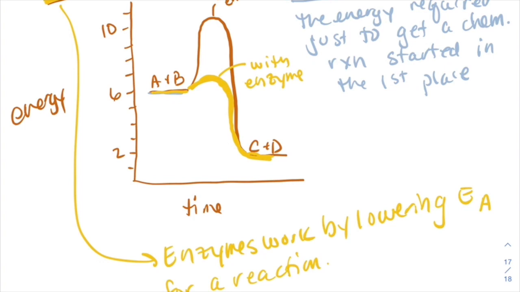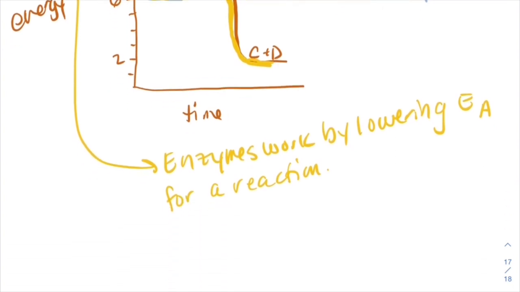They actually do something. So I want you to leave a little bit of space here. We will fill in the blank here. Enzymes work by lowering the energy of activation for a reaction by doing something. All right, we're going to fill that in a little later. I got to show you how that works.